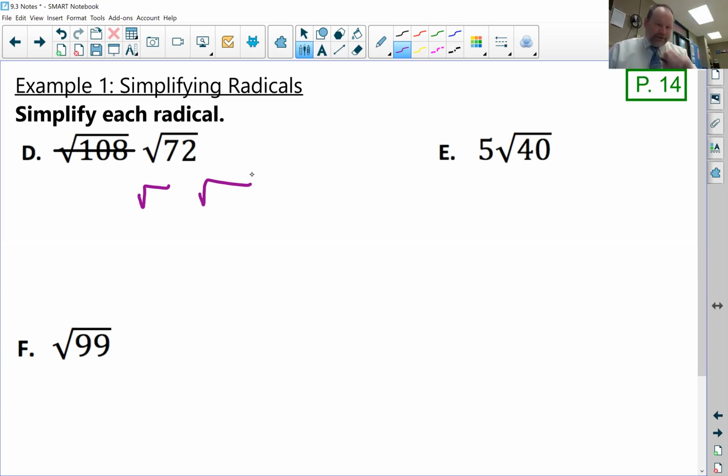By the way, sorry, I should have mentioned this. We already did 108. That's why there's a line through it. After 49, the next perfect square is 36. 72 divided by 36 is 2. So 36 is a perfect square that evenly divides into 72, and it divides in 2 times. Square root of 36 is 6. And then I have the square root of 2.